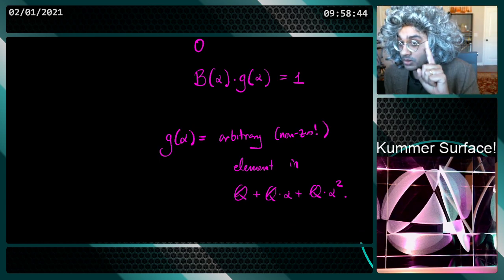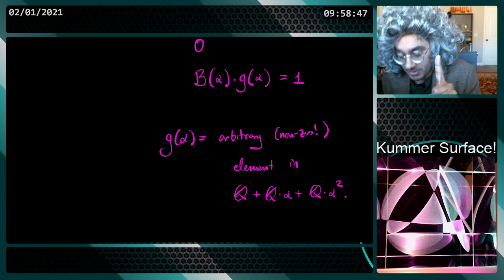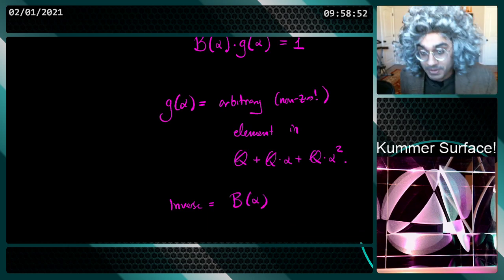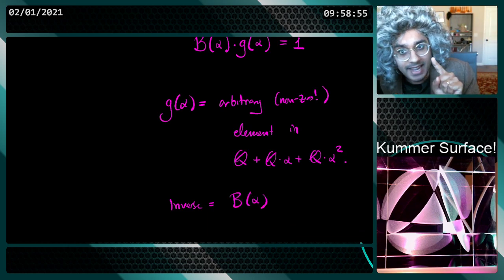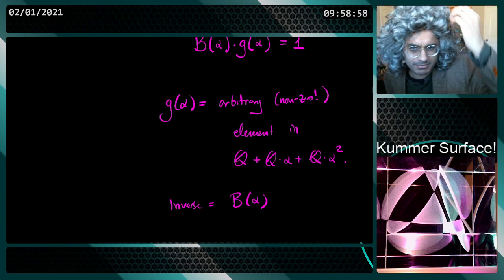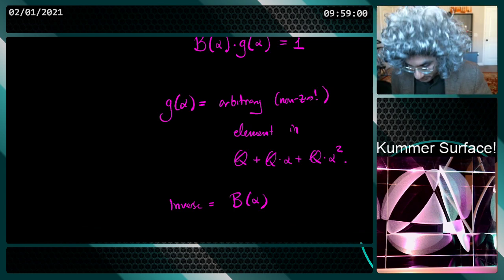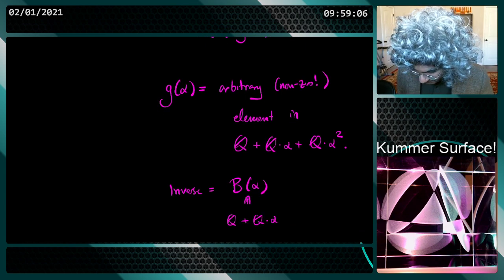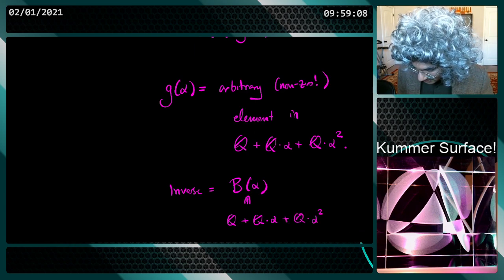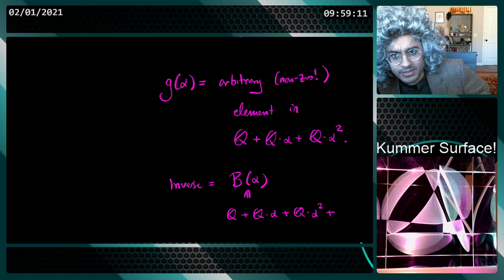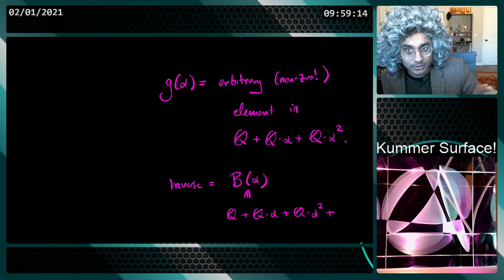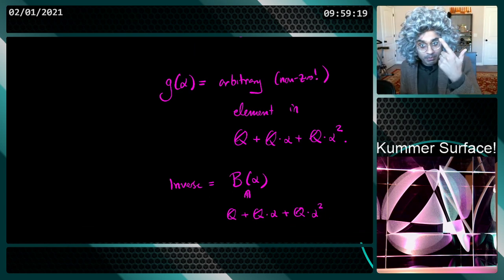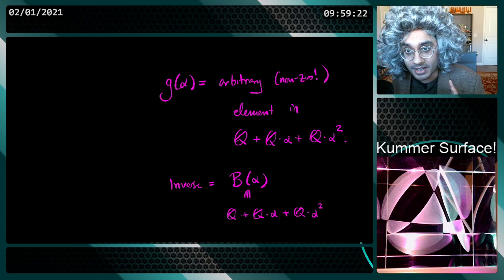Okay, so the inverse is b of alpha. And please notice, B was a polynomial. It didn't have negative powers or anything. B was itself a polynomial. This was itself a combination of powers of alpha. And yes, it could have higher powers of alpha, but higher powers of alpha cycle back around. So B of alpha is the inverse of G of alpha.